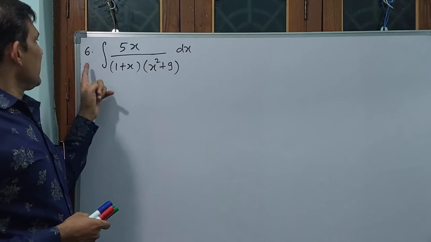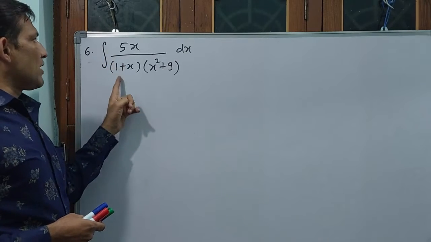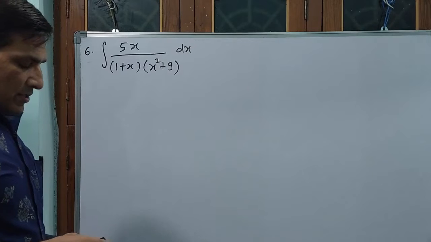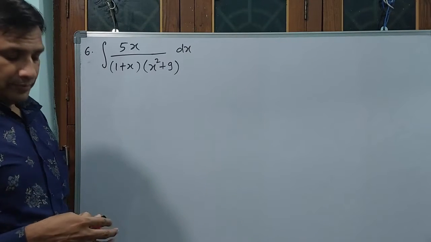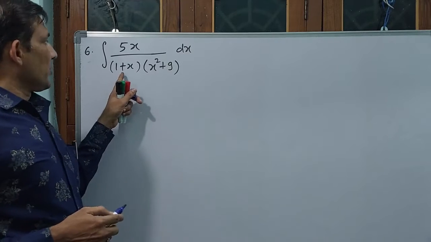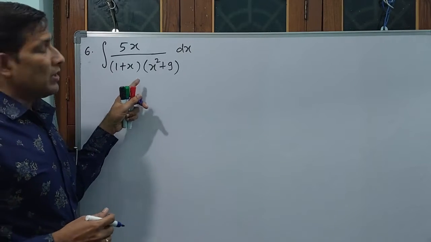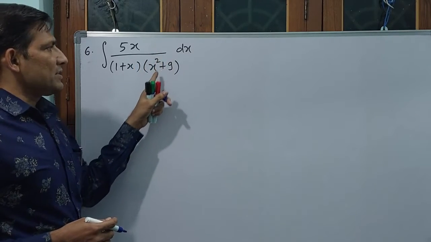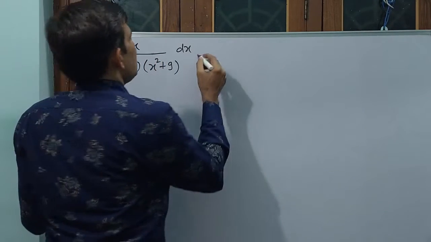Sixth question: integral of 5x divided by (1 plus x) into (x square plus 9) dx. See how to solve this. See what I am doing. By partial fractions I am going to solve: A by 1 plus x plus (bx plus c) by x square plus 9. Okay, see what I am doing.